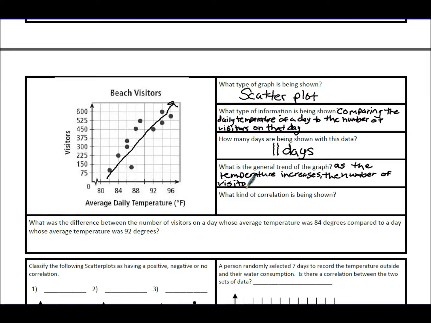So we see that this line is going up, and if I were to put a slope on that line, we would say that that line has a positive slope. So what kind of correlation is being shown? This line's going up, so it's going to be a positive correlation.